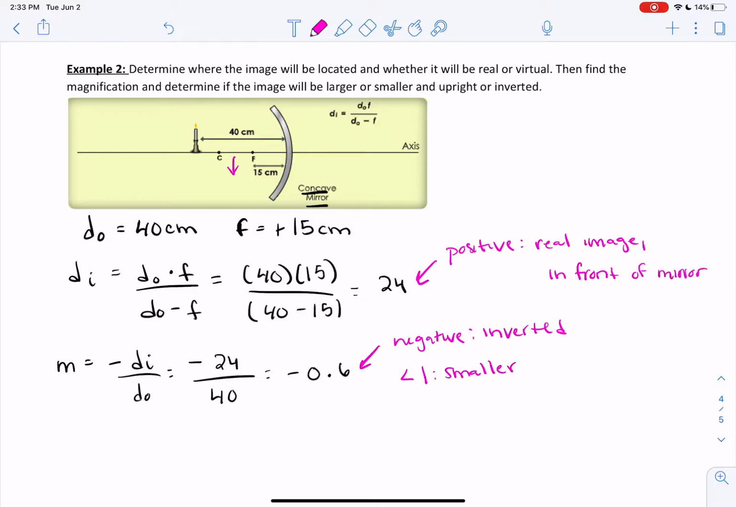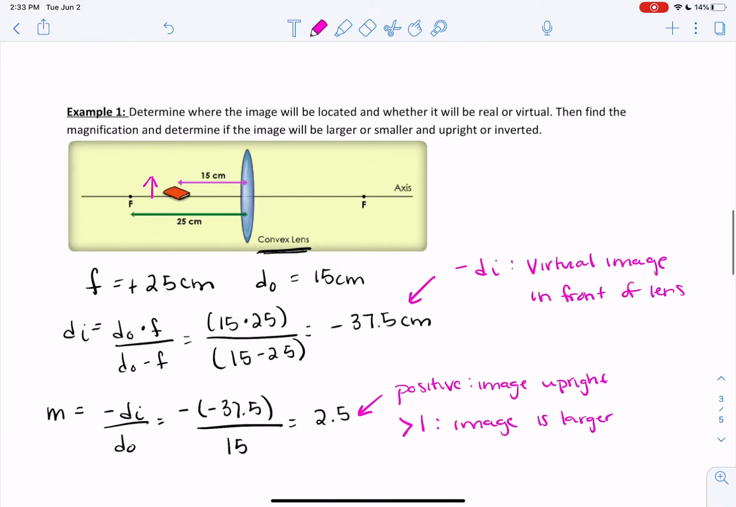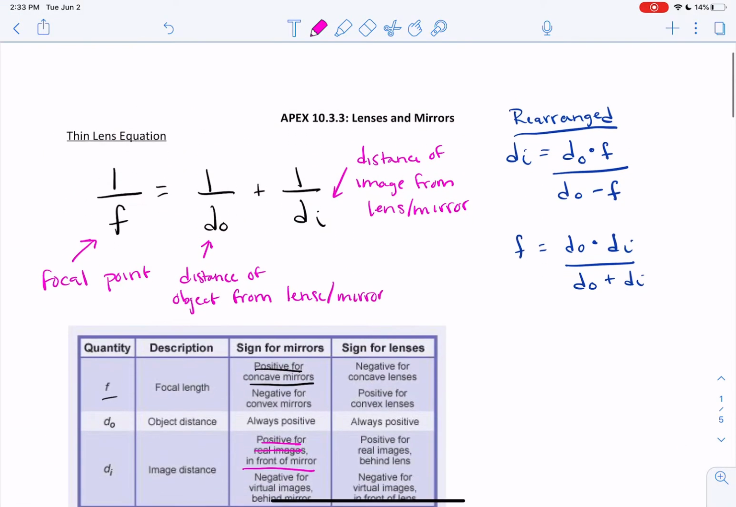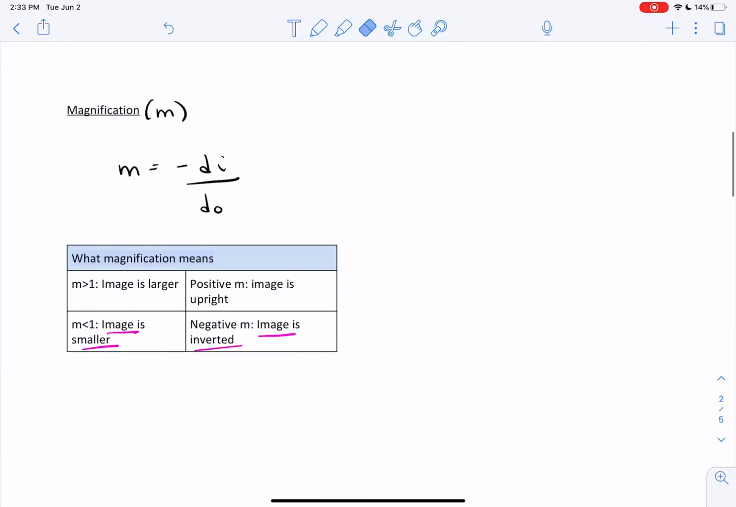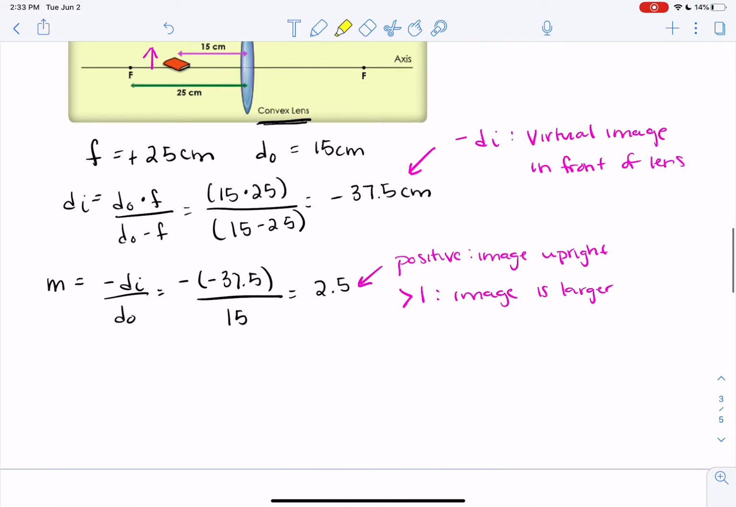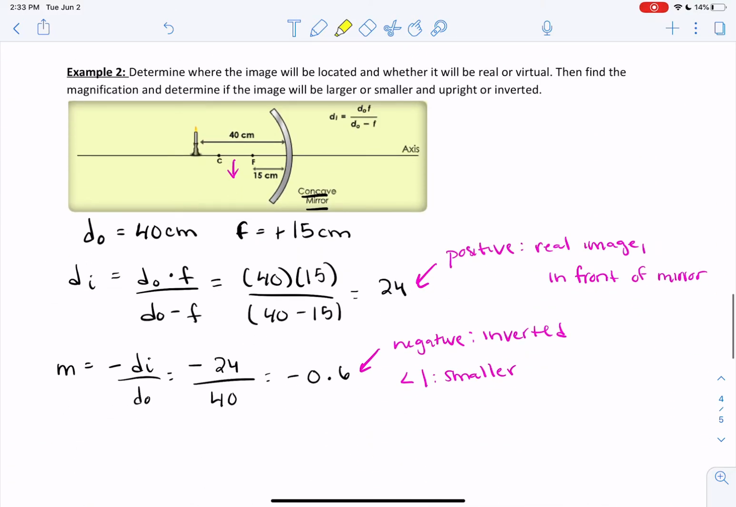So this is really what you need to know from this section. You need to know how to use the thin lens equation. You need to know how to use this table. You don't have to memorize the table, but you need to know how to use the table. Then you need to know how to determine the magnification, and how to, again, use this table to figure out if your image would be larger or smaller, upright or inverted. Okay, we did 2 examples together, and tomorrow you're going to do 2 examples on your own as practice problems.